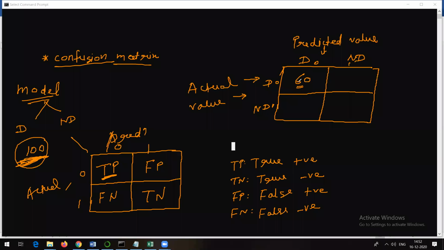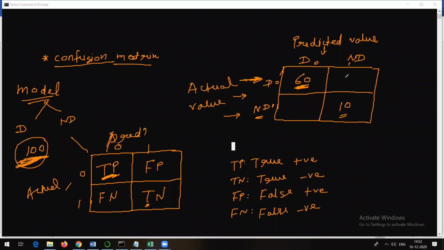I will repeat. Out of 100 people, if your model is able to identify 60 people as diabetic patients, and actually they are diabetic, that is called true positive. What is true negative? If your model is saying that out of 100 people, 10 people are non-diabetic, and actually they are non-diabetic, that is called true negative. That means you are talking about a negative output, non-diabetic, and that negative output is true. Here we are talking about the positive, that is diabetic patients, so this output about positive patients is true. So true positive. Now what is this false positive?